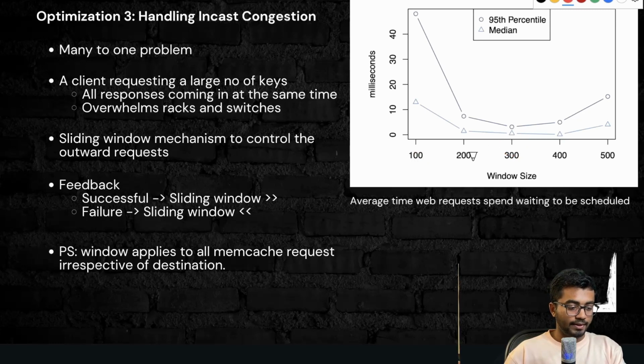Okay, and there is one thing. The Memcache request, irrespective of its destination, is put into a single window. The request may be going to, let's say, Memcache server A or B or C or D. It doesn't matter. It has to be in the window. Then all of them sit together, right? That is how it is defined.